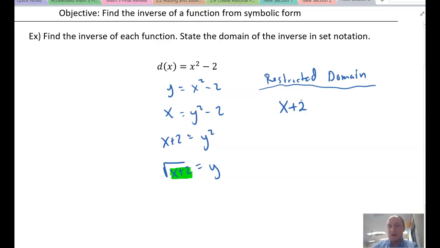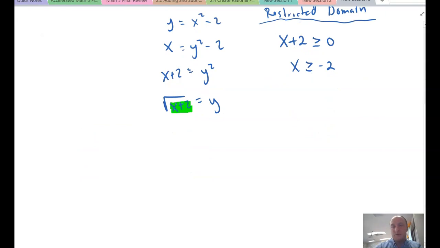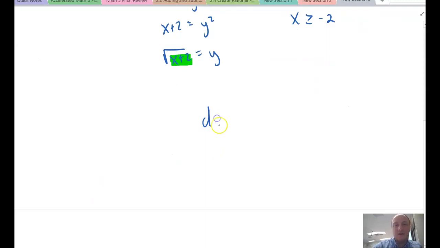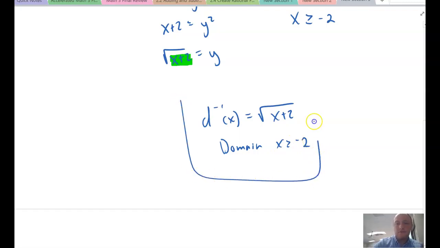Okay, and you are going to set it greater than or equal to 0. So we solve: x must be greater than or equal to negative 2. Cool. What does that mean? Well, it means that our function, named d of x, is going to be called d inverse of x, which is equal to the square root of x plus 2, and our domain will be x must be greater than or equal to negative 2.